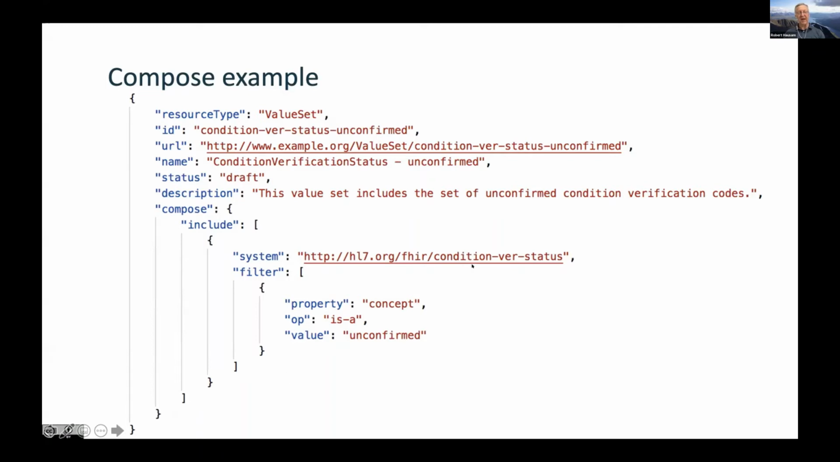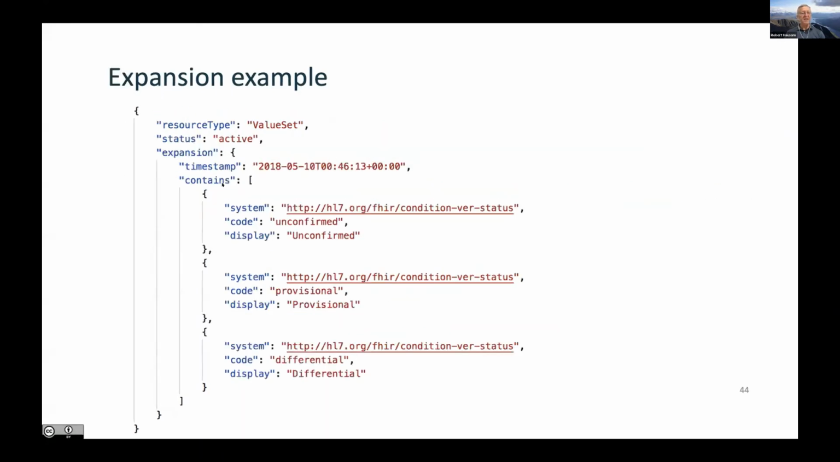Because this code system has a little bit of hierarchy in it, we can use the ISA operator to do that. And so we define our value set that way, and then if we expand it, we get a value set resource back, another one, but it has the expansion element, which then has the content that is in that expansion. We would see the code mentioned in the definition, unconfirmed. We also see two other codes, provisional and differential, because those are below unconfirmed in the hierarchy. So they're types of unconfirmed, and all three of those concepts would be returned in the expansion.